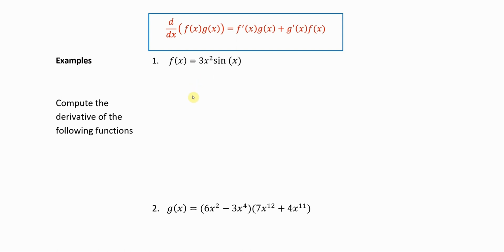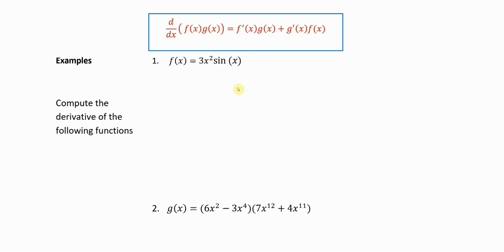Now, depending on the problem that you have, the functions might not be named f and g. They might be named some other things, or your original function might be named f. So it's easier to think of it this way. The derivative of two functions multiplied together is equal to the derivative of the first times the second plus the derivative of the second one times the first one.